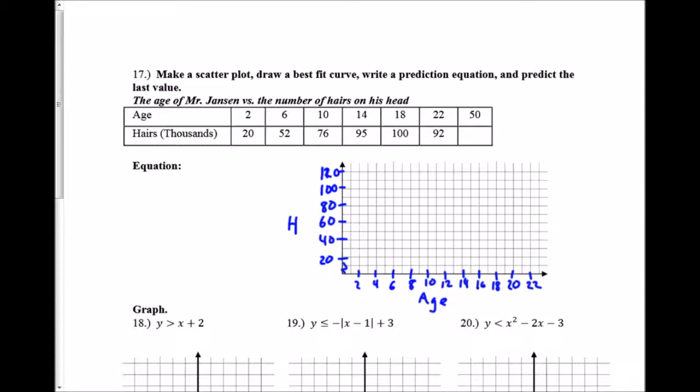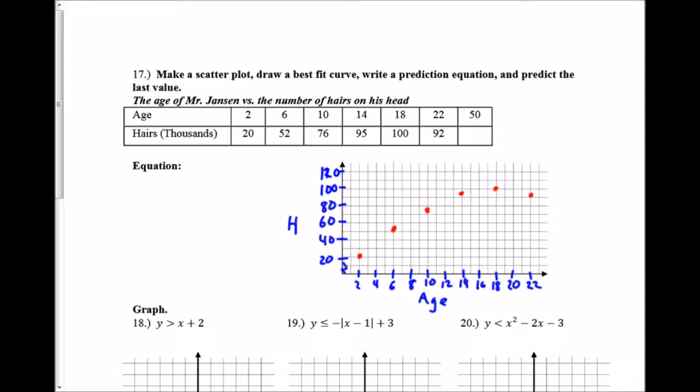So I've got 220 is right here. 652 is right around here. Oh, sorry, went a little high on that one. 652, there we go. 1076, right around here. 1495 is right around here. 18100 is right around here. And then 2292 right around here.